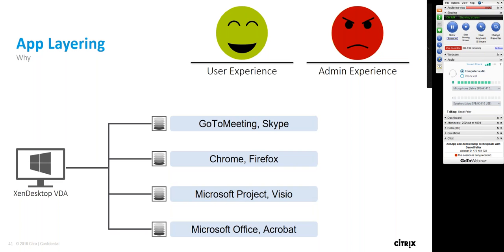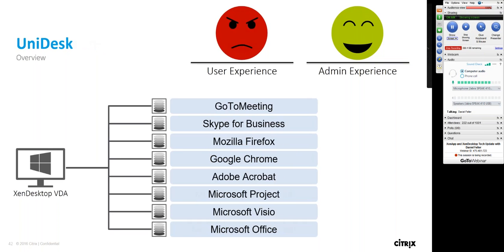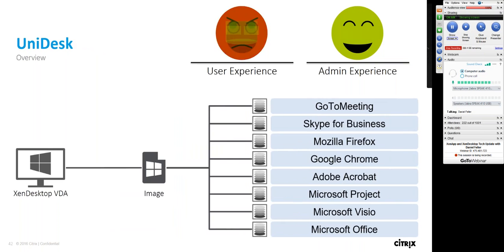This is a very simple example on this slide. Imagine an enterprise environment with hundreds of applications. How do I figure out which applications to put in which layers? How many times is Office going to be in multiple layers? Am I really simplifying the overall app management experience here? No. So what Unidesk does is they have something called a layered image.